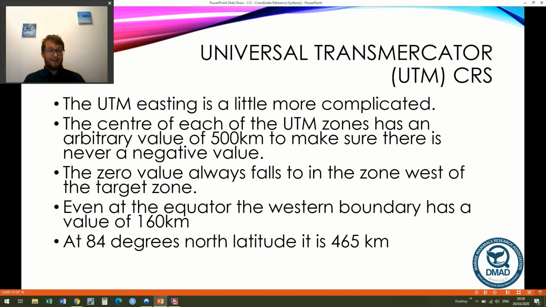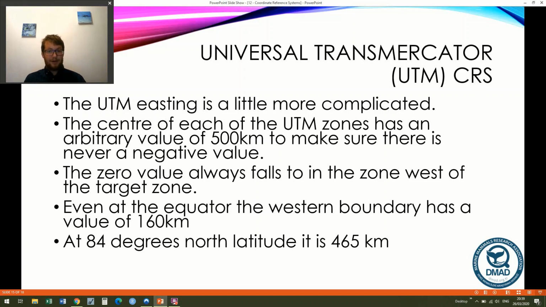By the time we get to 84 degrees north, our western boundary is 465 kilometers. So we've actually only got a distance between our central point and our westerly boundary of 15 kilometers at 84 degrees north. And that's because, as we saw in the images, our lines running south to north converge as we get closer to the poles till they get to one point.